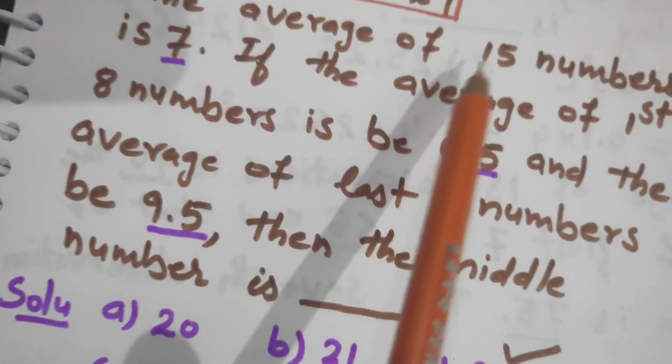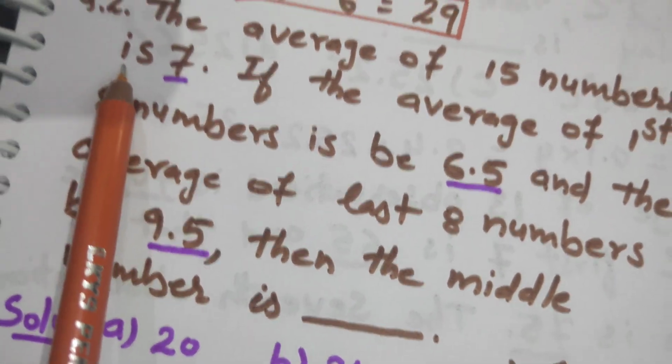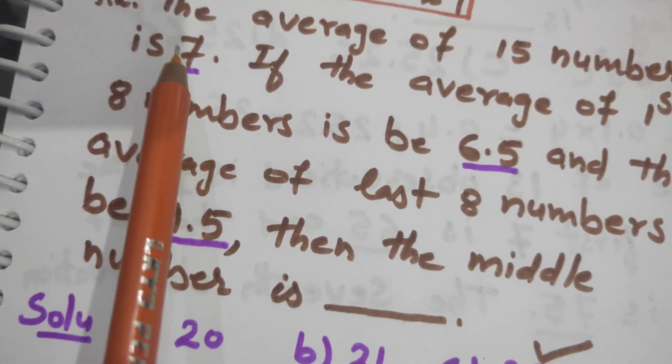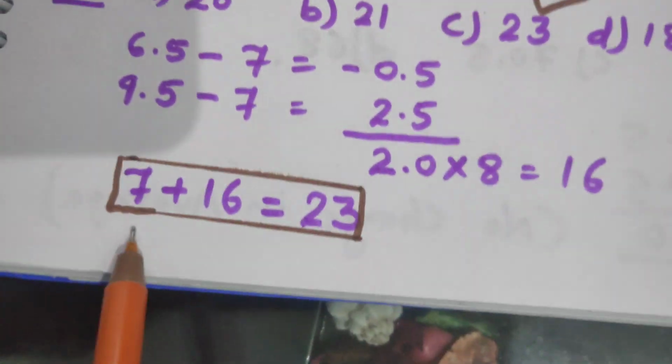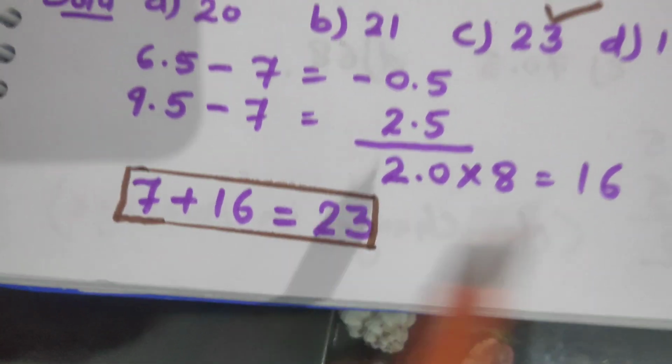Now what is our observation? 15 observations. Average is 7. So we will add this 16 to 7. And my answer is 23. A few more examples we will have.